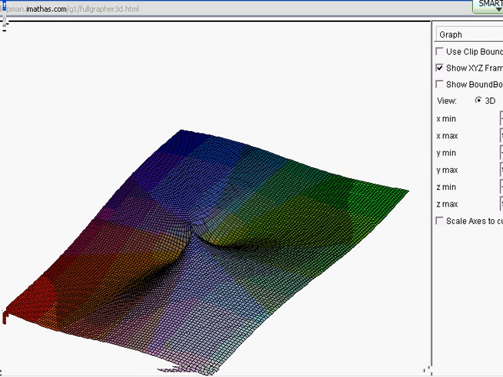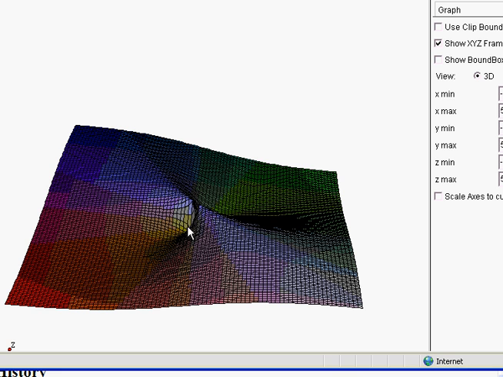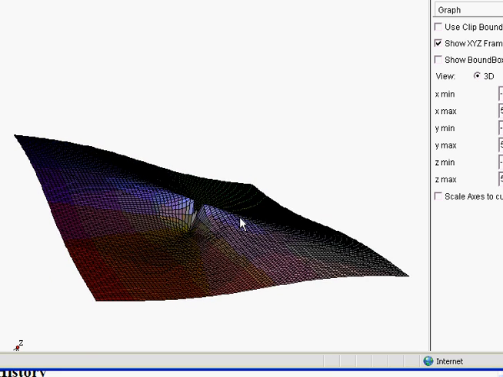Right. So here's a picture of this thing. Here's what happens when you graph it. What you can see is this like creased napkin part in the middle here. That's where the limit fails to exist.